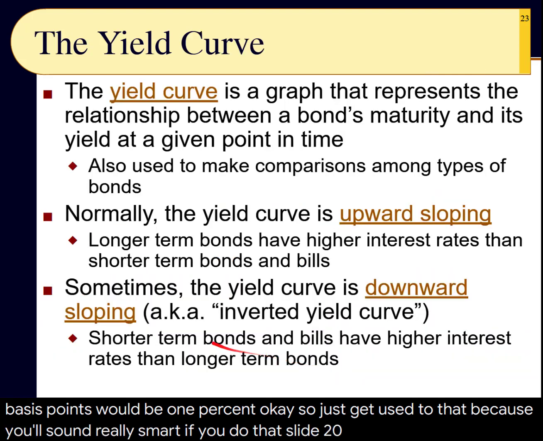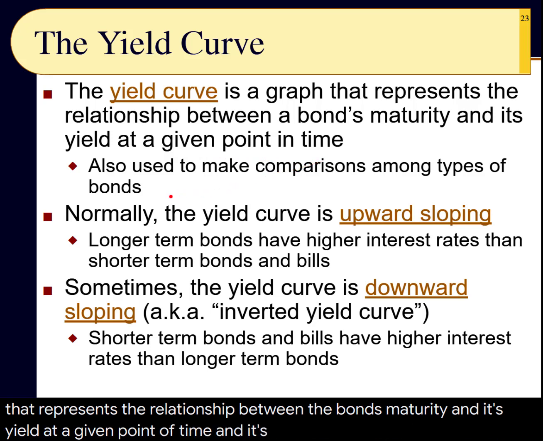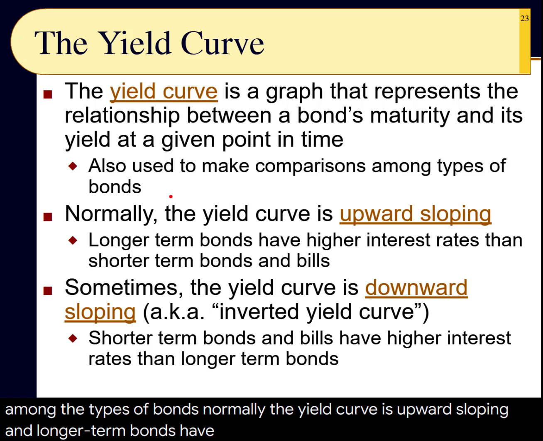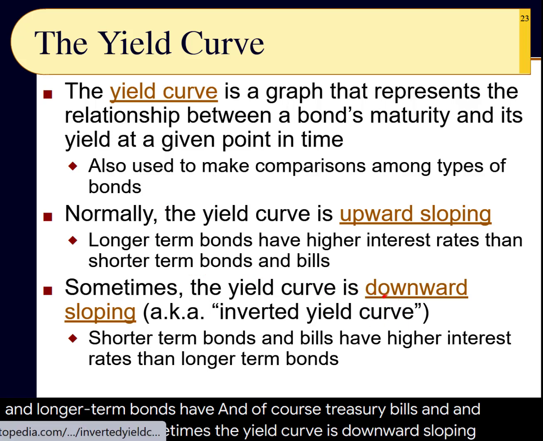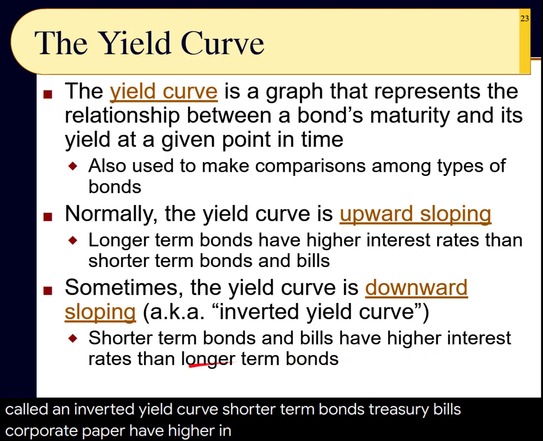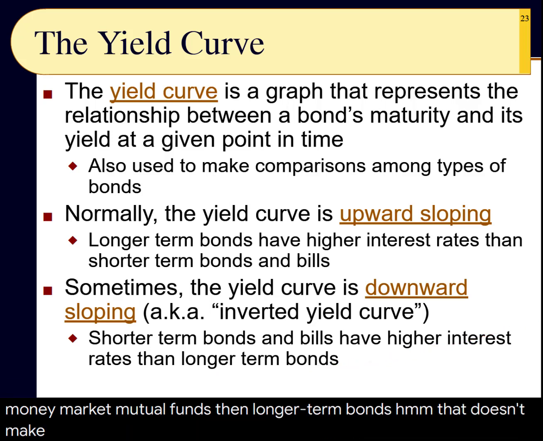Slide 23. The yield curve is a graph that represents the relationship between the bond's maturity and its yield at a given point of time. And it's also used to make comparisons amongst types of bonds. Normally, the yield curve is upward sloping, and longer-term bonds have higher interest rates than shorter-term bonds. And, of course, treasury bills and corporate paper. Sometimes the yield curve is downward sloping. It's called an inverted yield curve. Shorter-term bonds, treasury bills, corporate paper have higher interest rates, money market mutual funds, than longer-term bonds. That doesn't make any sense.